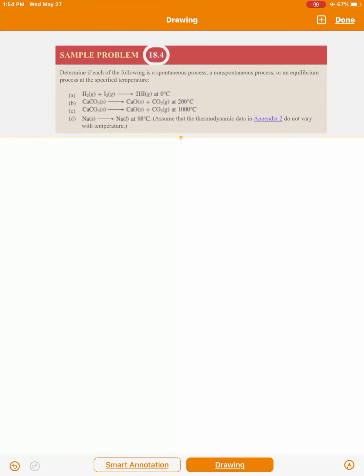So here's the logic. What you do is you calculate the total change in entropy, which we'll call delta S of the universe. That's the total entropy change, and that is equal to the change in entropy of the system. For that calculation, we'll use the standard entropy values that are in Appendix 2. So for this one, use the standard entropies at 298 Kelvin. Those are in Appendix 2.